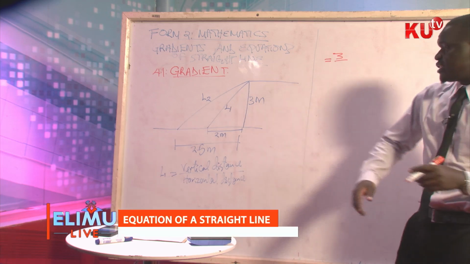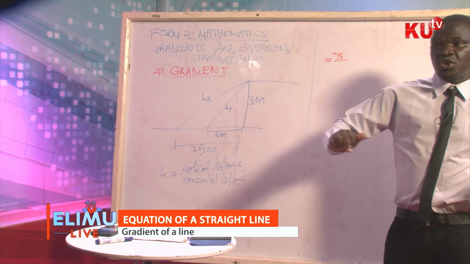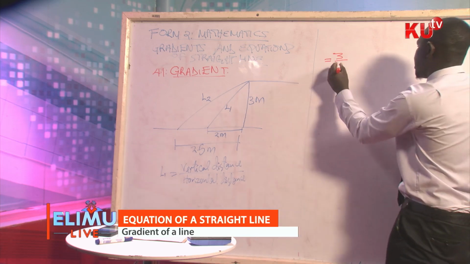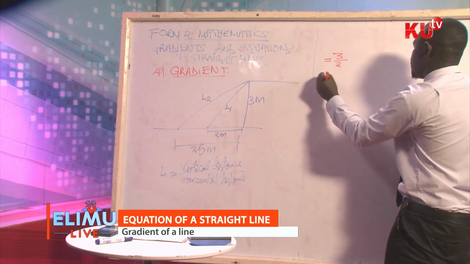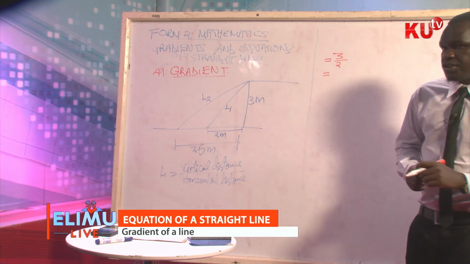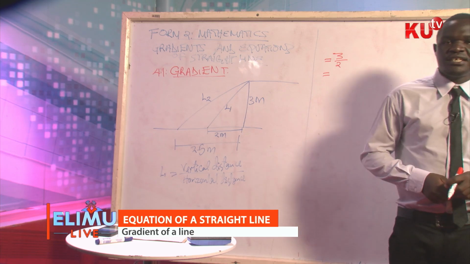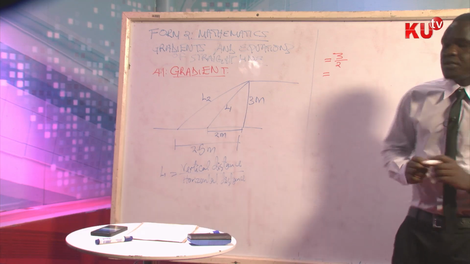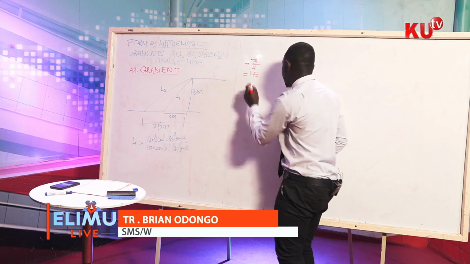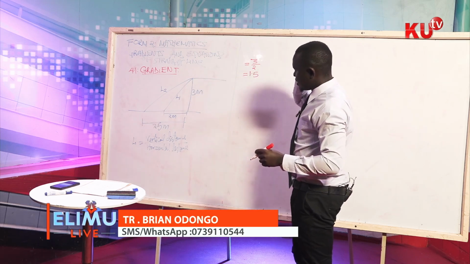We are dividing it by our horizontal distance, which is 2. Now, when you divide 3 divided by 2, students, what are you getting? Yes, we are getting 1.5, students. So that is that.